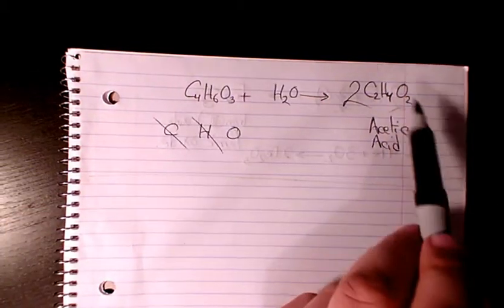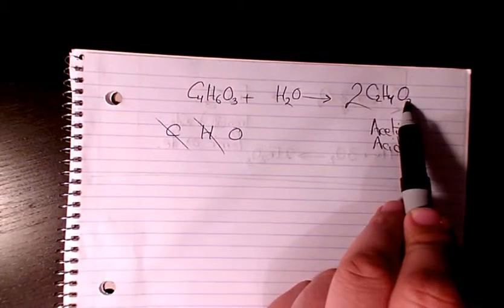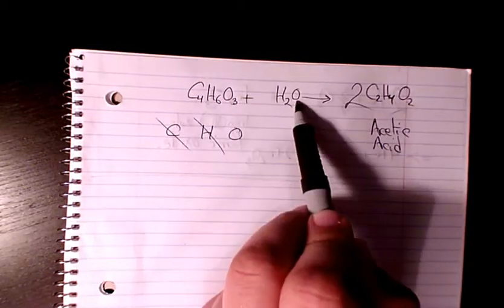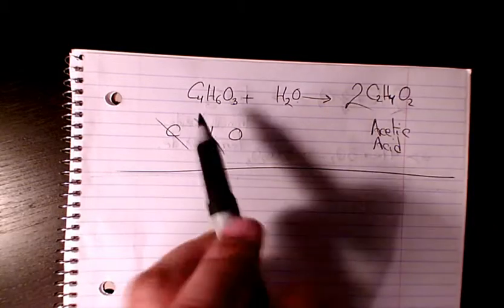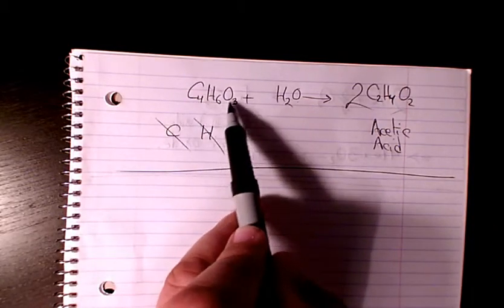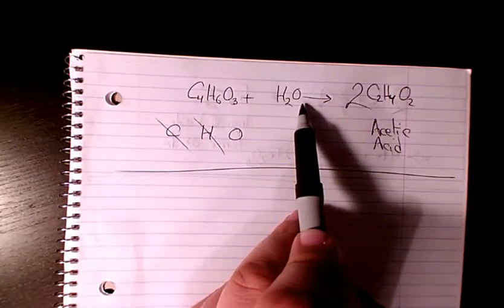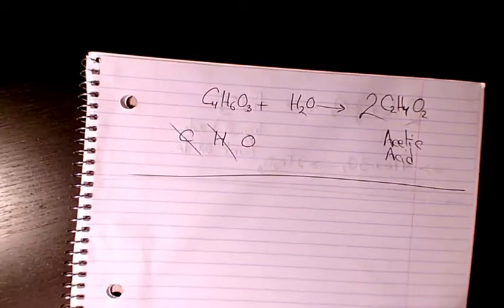What about oxygen? For oxygen we have 2 times 2, which is 4, and we have 3 plus 1, which is 4 as well. So that's balanced. So 1 mole of C4H6O3 plus H2O is going to give you 2 moles of C2H4O2.